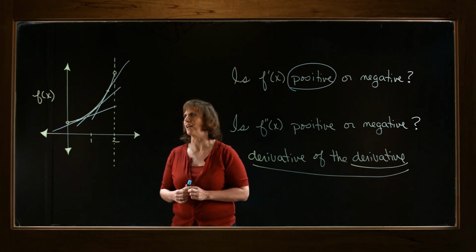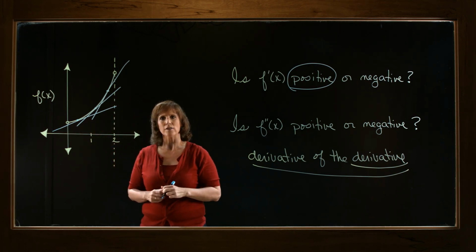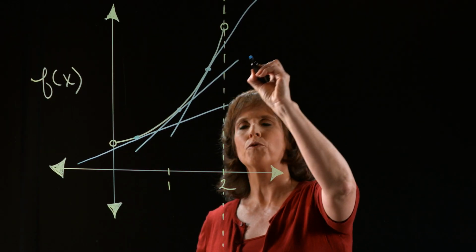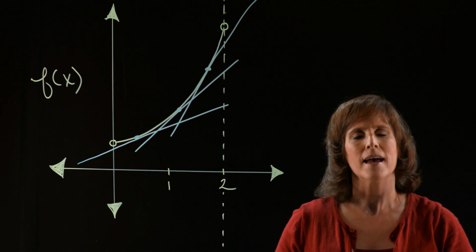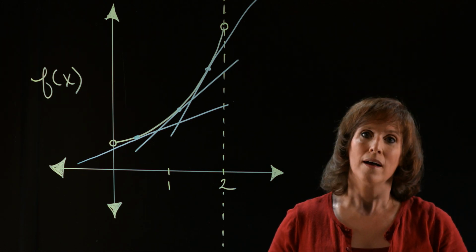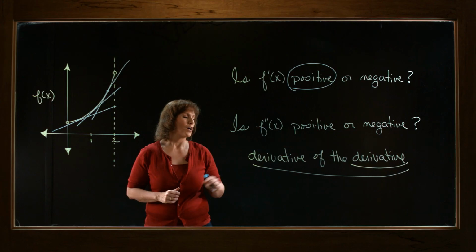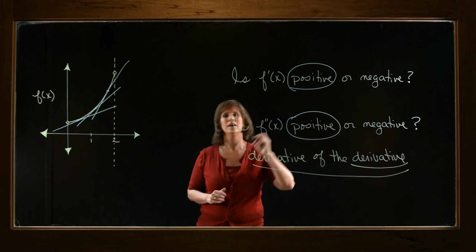Well, let's go back and take a look at these tangent lines that I've drawn in. How are they changing? My first slope, it's a fairly flat slope. And as I move through my interval, those slopes get steeper and steeper. In other words, they're increasing. And we know that when something's increasing, the derivative is positive. So the derivative of the derivative must also be positive.